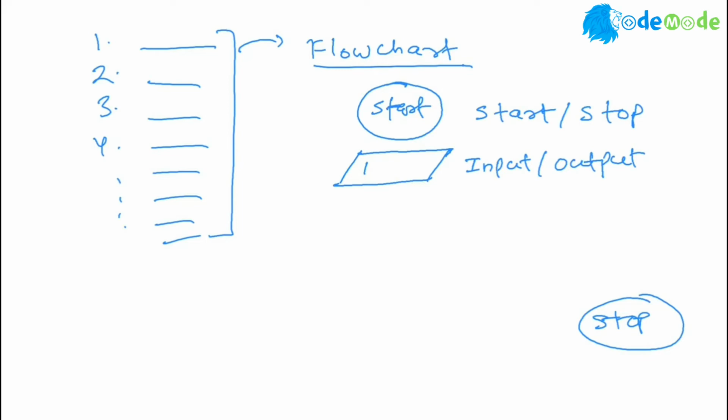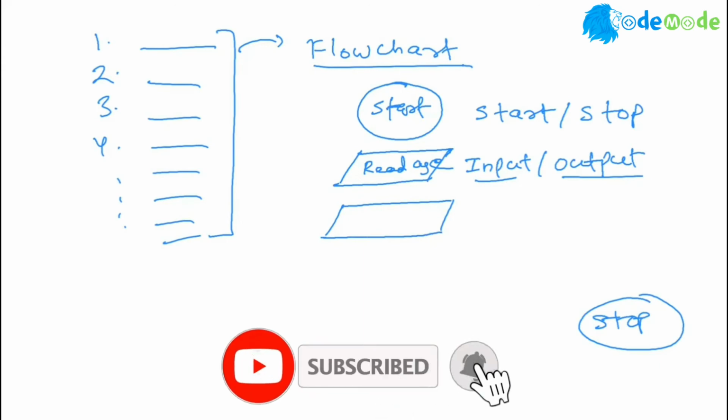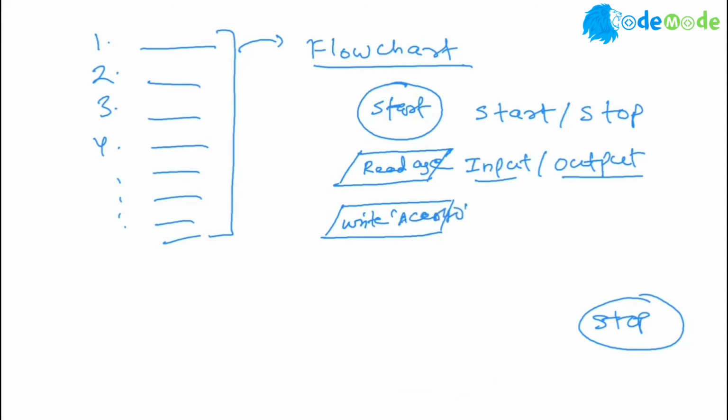Okay. So to draw input or output, suppose I'm receiving an age from a user, I'll say read age. This is how you write it when you're reading the age. Suppose I want to print saying accepted for vaccination. I'll say write accepted. If you put a message, use single quotes or double quotes, whatever you like. So this is for input, and the same shape, a parallelogram, is used for output also.